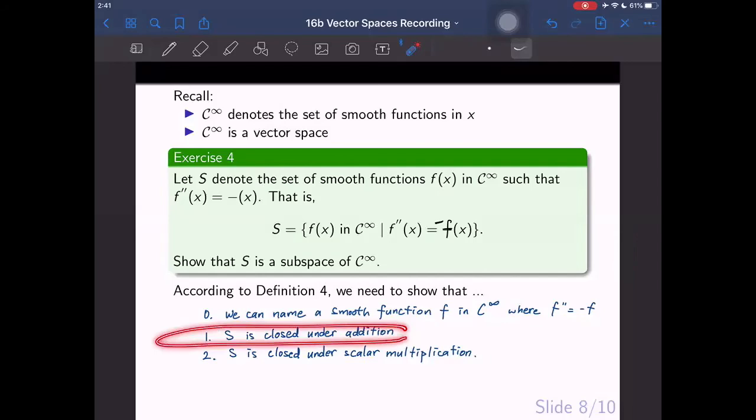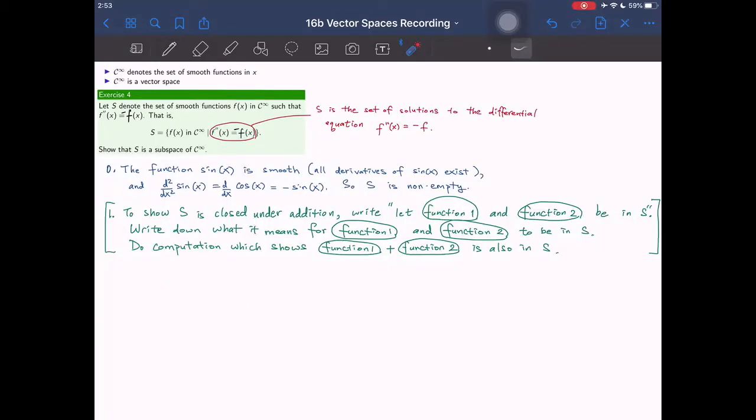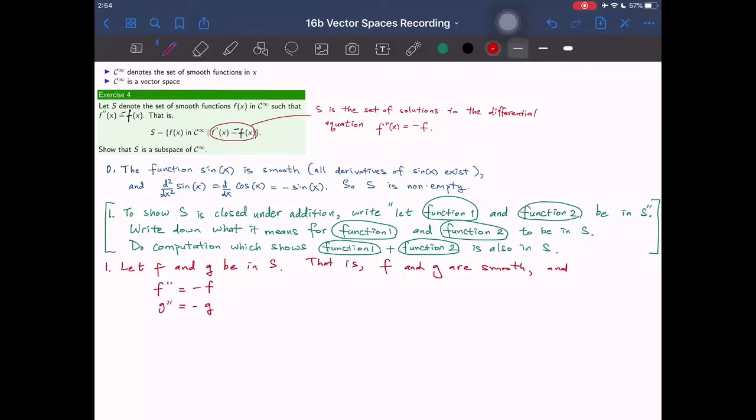Next, I need to show that my subset is closed under addition. To show that S is closed under addition, I write let two elements be arbitrary elements in the subset, and I write down what it means for these two elements to be in the subset. And then I have to do computation to show that the sum of the two elements is also in the subset. Let f and g be in S. This means f and g are smooth, and f double prime equals negative f, and g double prime equals negative g. Then we need to show that the sum of f and g stays in S.